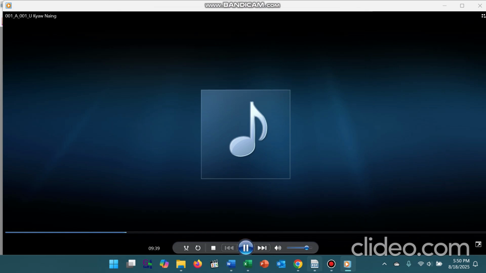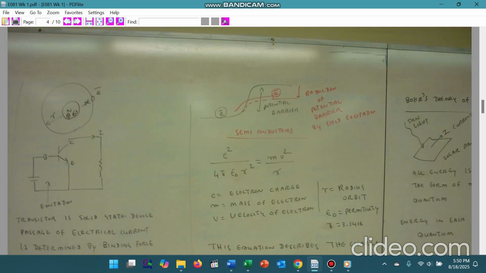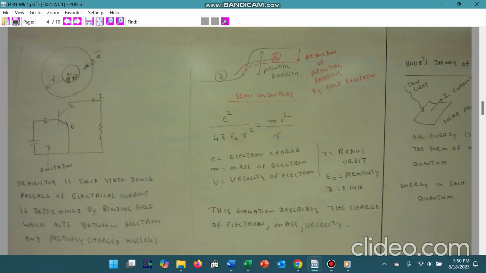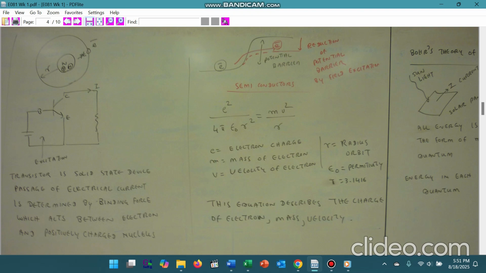The energy level needs to be excited so that the electron will be jumped to the conduction level and will be moving through. Therefore, we have to reduce the binding force between the nucleus and electron by providing the excitation current so the electron can be moving. So this is the way that we can construct the semiconductor. So this is how a conductor, semiconductor, or insulator can be formed.